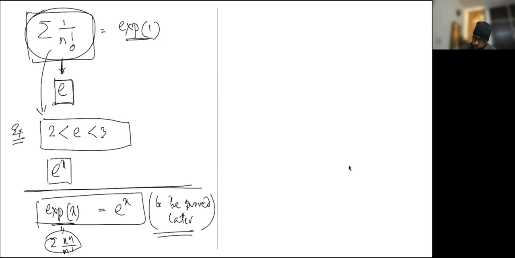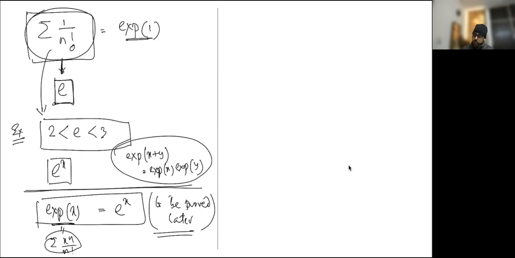And in the proof earlier, the relation that we derived using the product of two series will play a very important role.